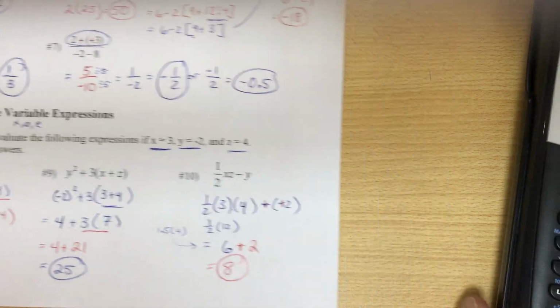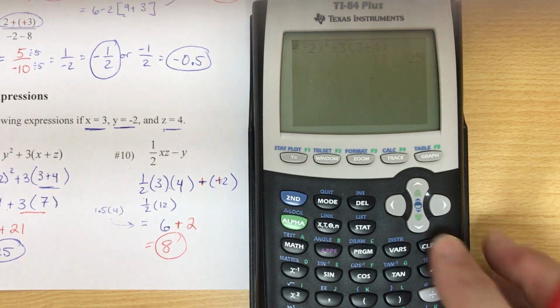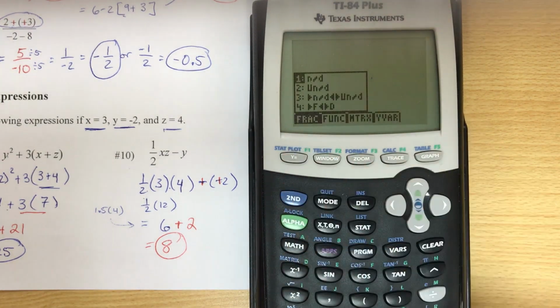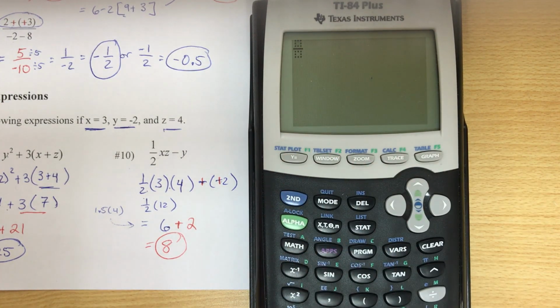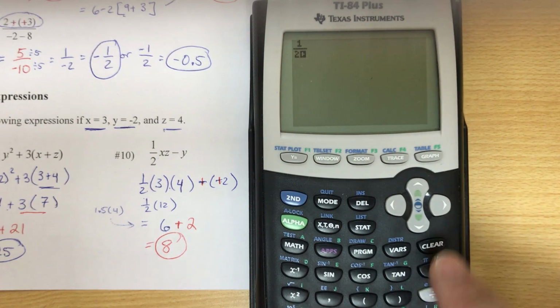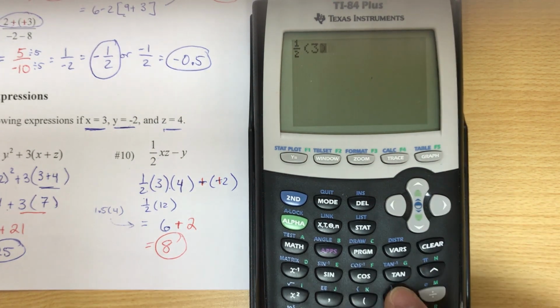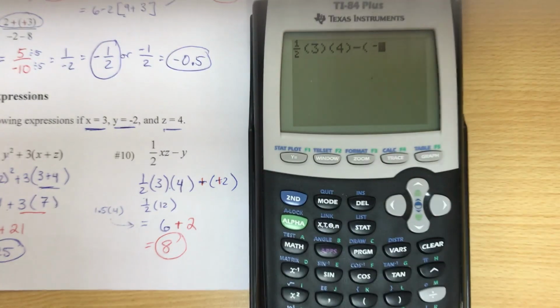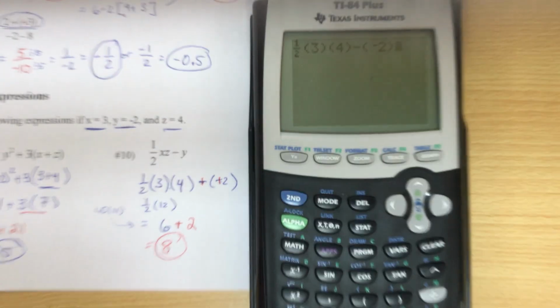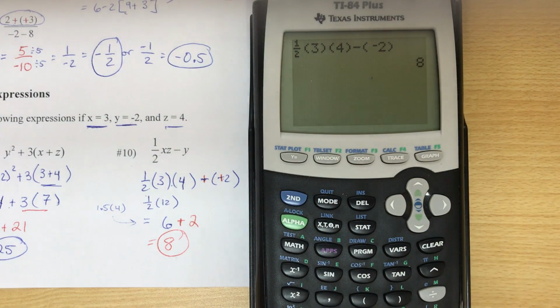I hope I did that right. But actually, I don't need to hope because I can type 1/2 times 3 times 4, and that was minus a -2. That was the original problem. Do I get 8? Yes.